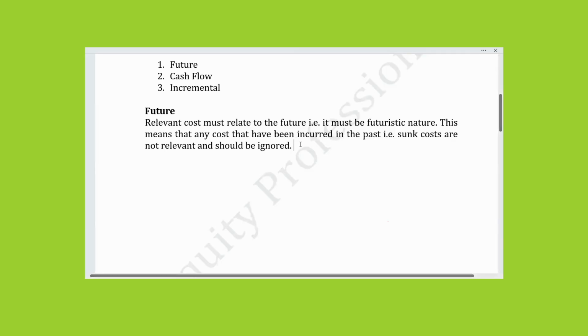Okay, what did I use? This means that any costs that have been incurred in the past, that is some costs, are not relevant and should be ignored. Okay, that's okay. Then the second one is cash flow.